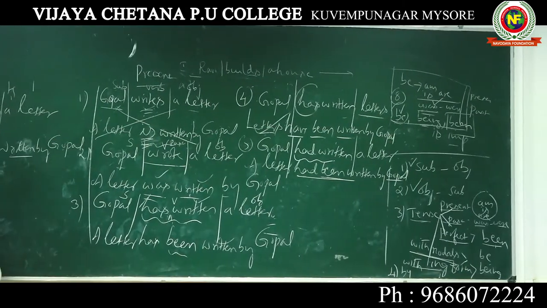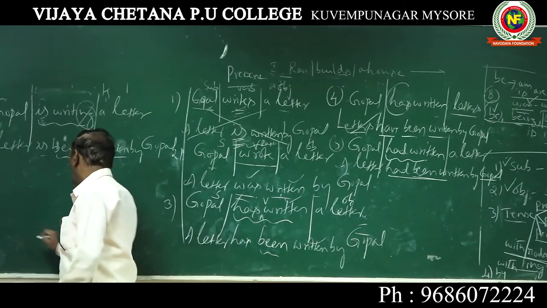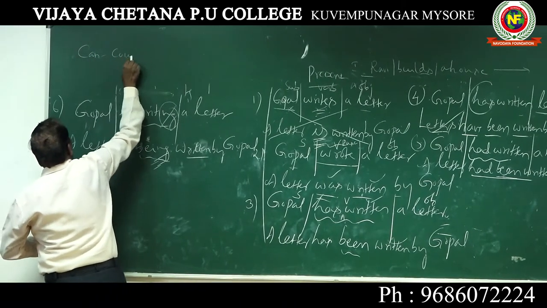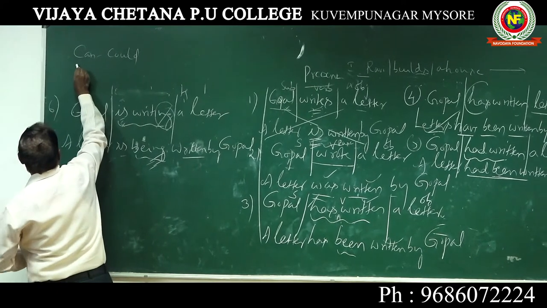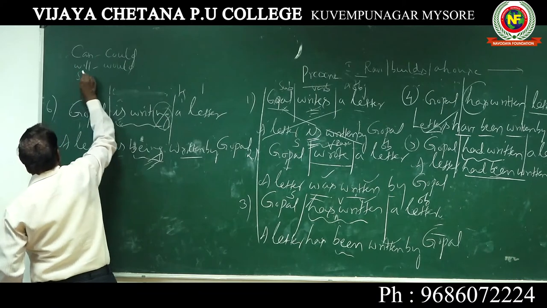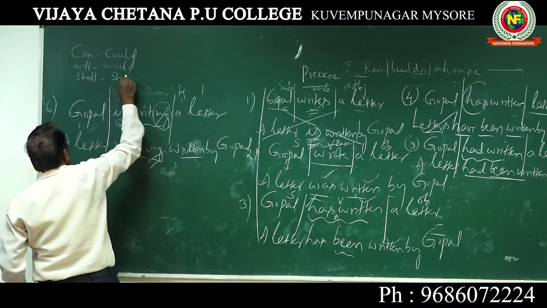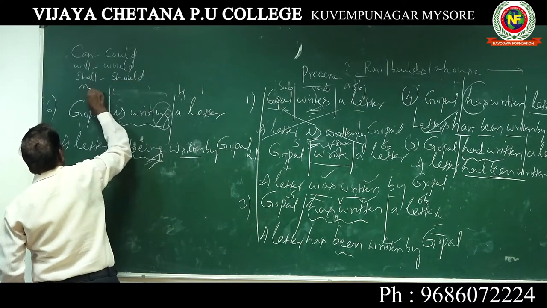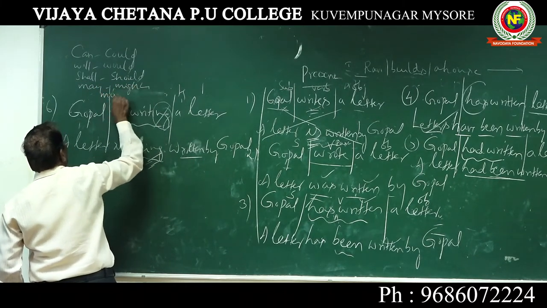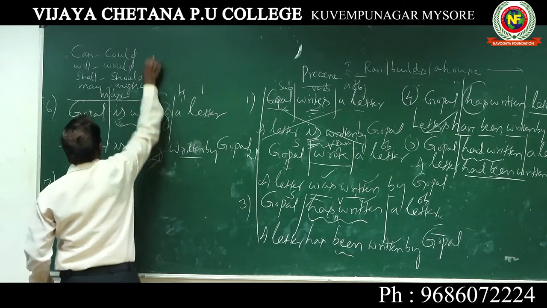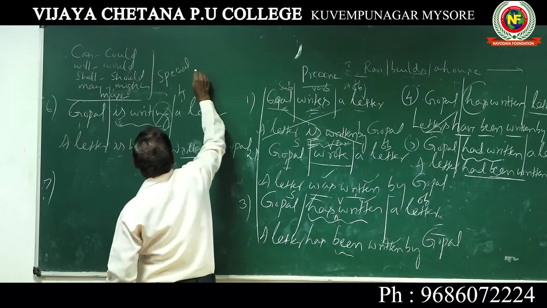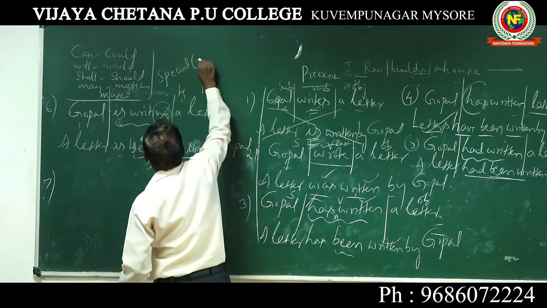Next, the last one: special words like can, could, will, would, shall, should, may, might, must. Remember these eight or nine words. These are special auxiliaries, or modal auxiliaries.